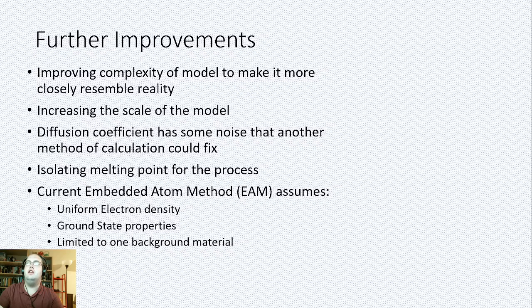And then the other thing is the embedded atom method, which is a more long-term thing that has to be worked on, is that these following assumptions have to be overcome. This uniform electron density, the ground state properties, and then it's limited to one background material. Well, the uniform electron density really isn't true because the electrons are found orbiting atoms, and then the ground state properties are never really true because, well, we have to heat the material in order to cause this process. And then limited to one background material is really only important when you're dealing with alloys, and so that one will have to be looked at much, much further down the road.